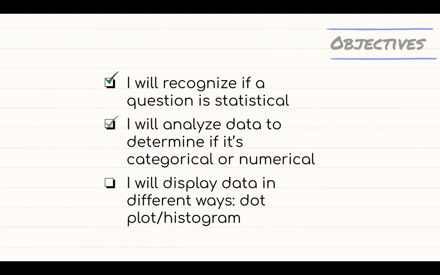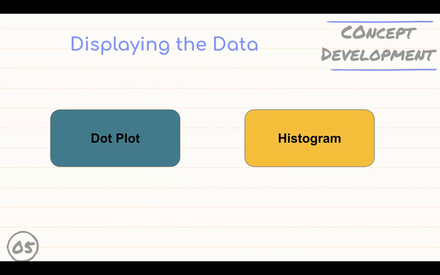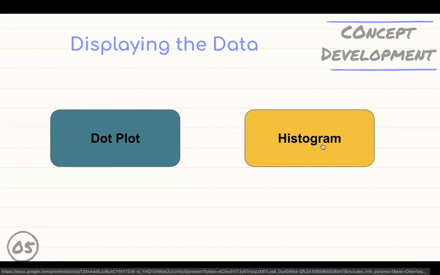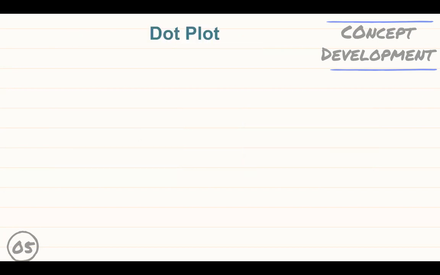So now we've met the second part of our objectives. I will analyze data to determine if it's categorical or numerical. Displaying the data. So there are two ways to display data. We have the dot plot and we have a histogram. Let's begin with the dot plot.